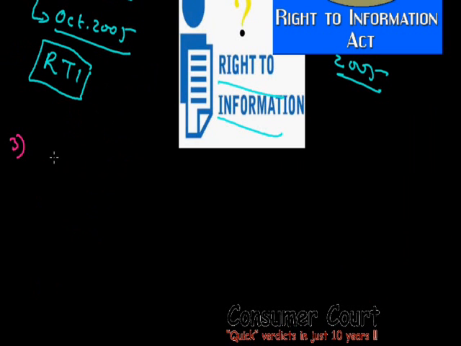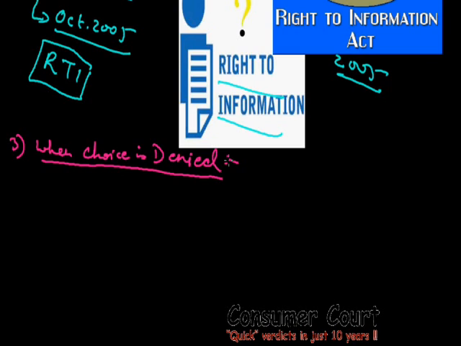The third right is the right to choice. It is the right of a consumer to decide whether he wants a particular thing or not. If he is not interested, then he can refuse to purchase that thing. Whatever service he receives, in whatever capacity, regardless of age, gender, and the nature of the service, he has the right to choose whether to continue the service or not.